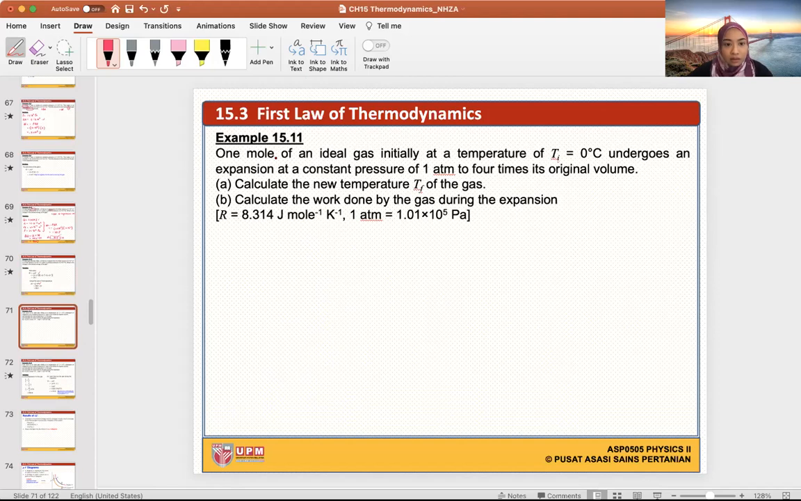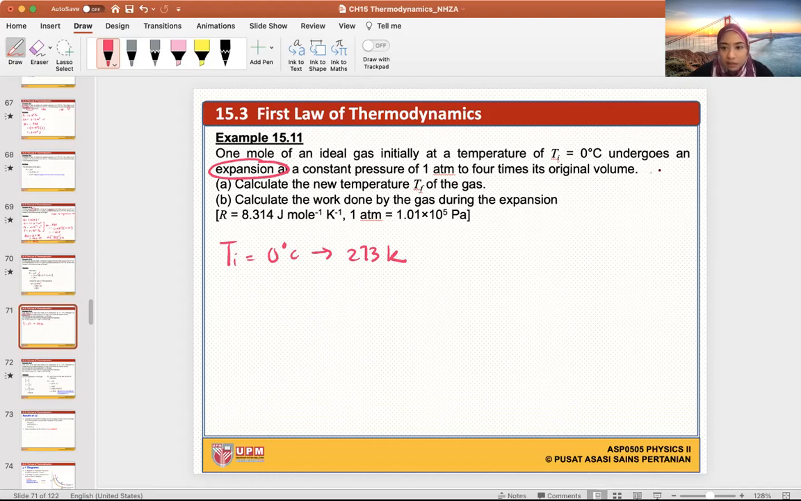Okay, 1 mole of ideal gas is initially at a temperature Ti of 0 degrees Celsius. So this is not in Kelvin, so let's change it. 0 degrees Celsius, change it to Kelvin, 273 K. Undergoes an expansion. Yay, we have the hint over here. So that means our work should be negative.